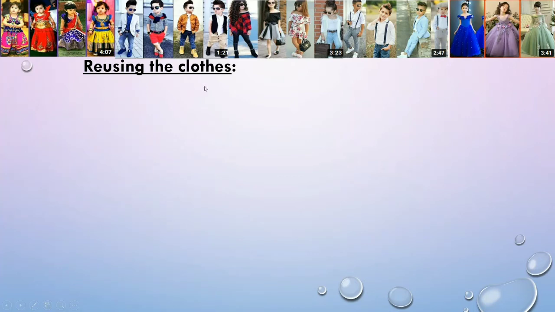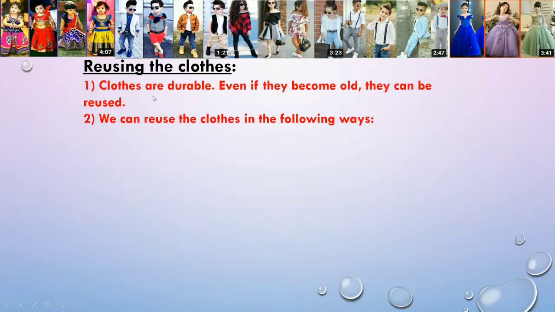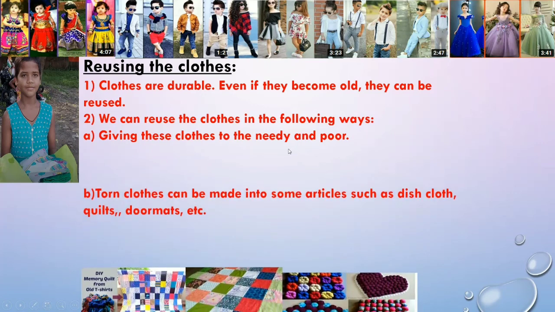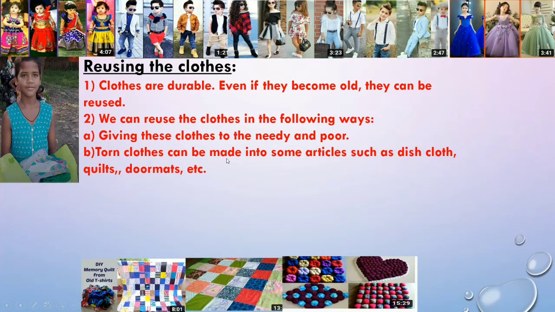Reusing the clothes. Clothes are durable, that is long lasting. Even if they become old, they can be reused. We can reuse the clothes in the following ways. Giving these clothes to the needy and poor. Torn clothes can be made into some articles such as dishcloth, quilts, doormats, etc.